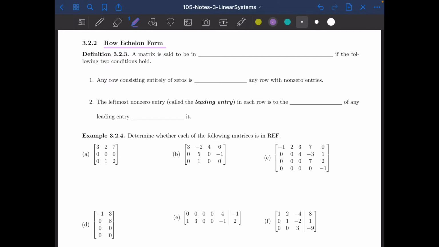So what is row echelon form? Definition 3.2.3 tells us that a matrix is said to be in row echelon form, or REF for short, if the following two conditions hold. First, any row consisting entirely of zeros is below any row with non-zero entries. And second, the leftmost non-zero entry, which is called the leading entry, in each row is to the right of any leading entry above it.